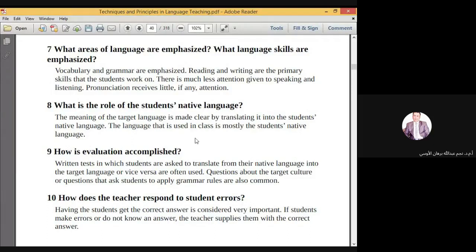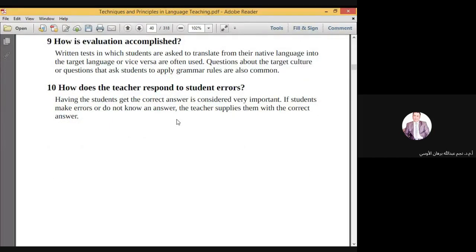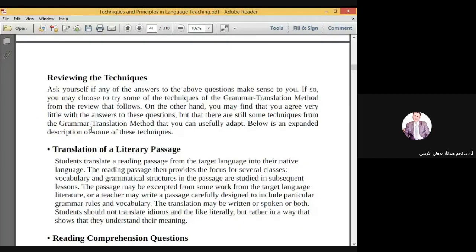The meaning of the target language is made clear by translating it into the students' native language. How is evaluation accomplished? Evaluation means a test. Written tests in which students are asked to translate from their native language into the target language, or vice versa, are often used. And the last one, how does the teacher respond to the students' errors? Having the students get the correct answer is considered very important. Now we have finished the principles of this approach. Now we go to the techniques.